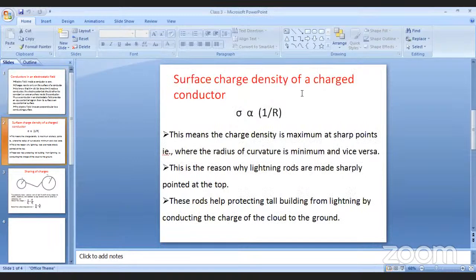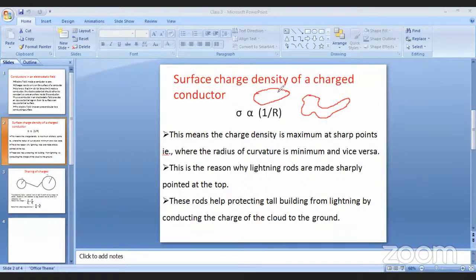So the action of points we have been discussing right now means whatever the shape of the conductor, the surface charge density is inversely proportional to the radius of curvature. So let me draw a conductor here. This is the shape of the conductor, or even I can draw like this too.